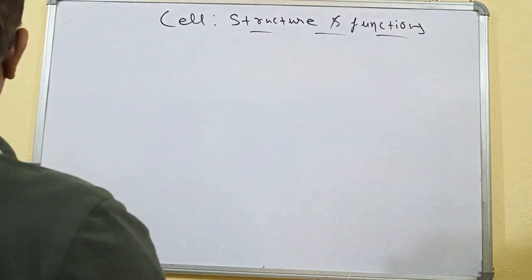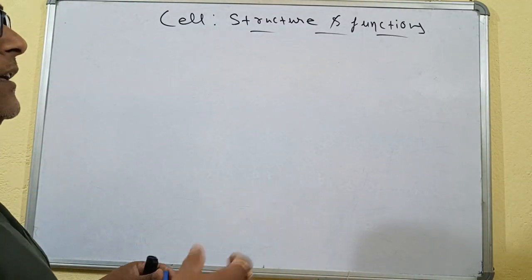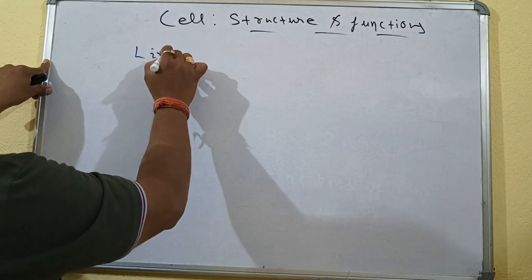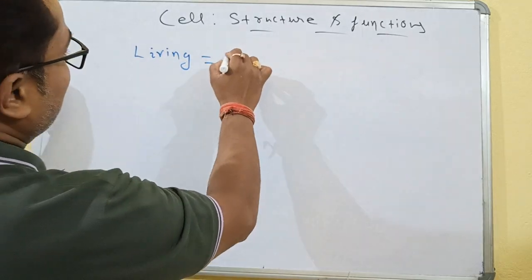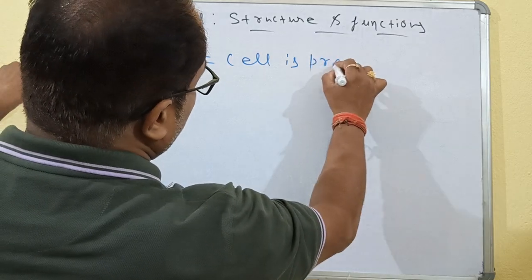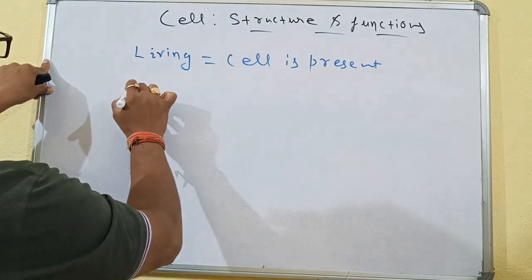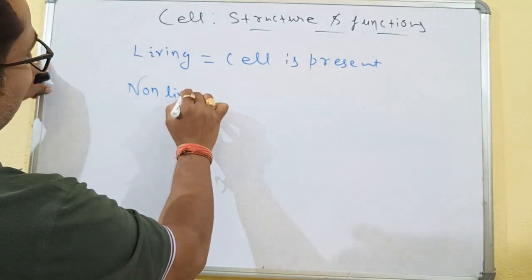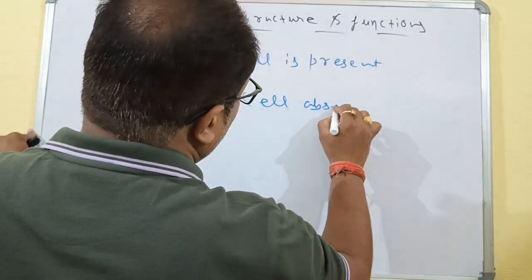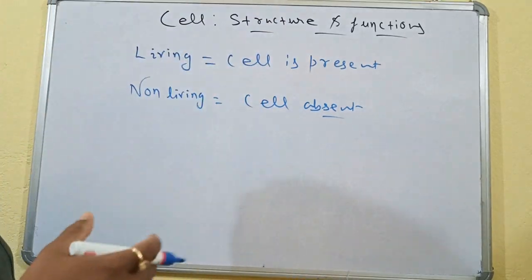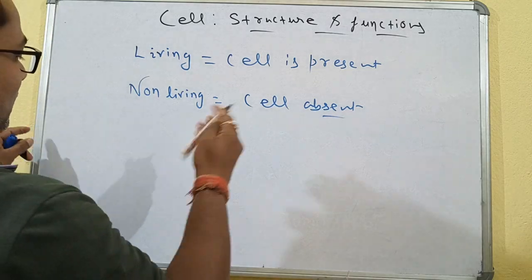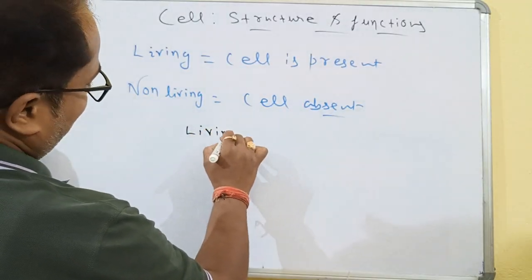What do you mean by living and what do you mean by non-living on the basis of cell? So simply you can remember it: living means a living organism has a cell present, and non-living means the cell is absent. Simple. Cell is present, that is living, and cell is absent, that is non-living.